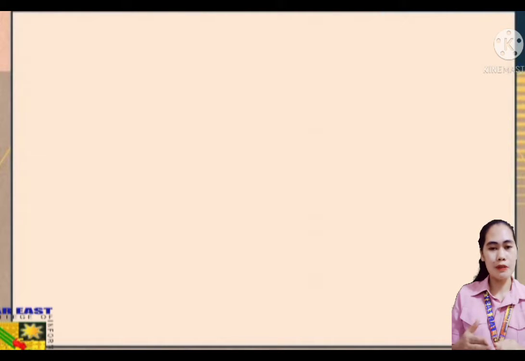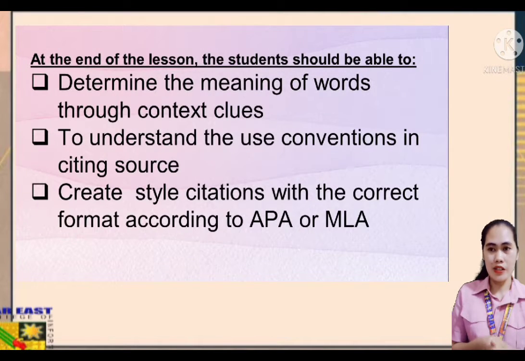So, our topic for this video is about context clues. Before we proceed to our lesson, let us discuss first our learning objectives. At the end of the lesson, the student should be able to, first, determine the meaning of words through context clues. So, we will be having an activity about context clues, and to understand and use conventions in citing sources. And next is create style citations with the correct format according to APA or MLA.